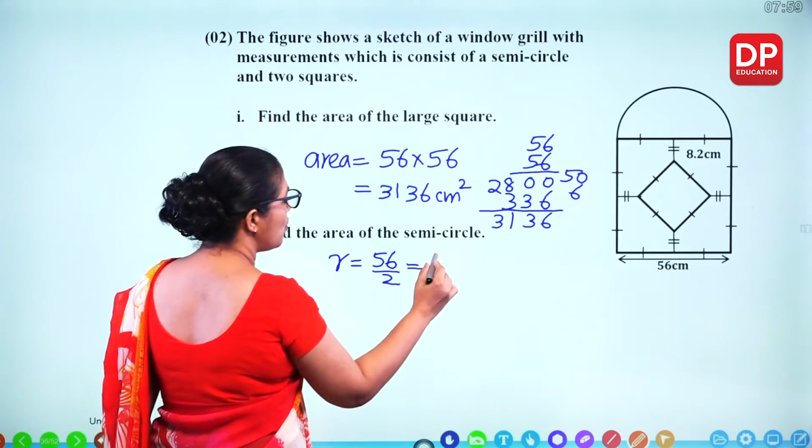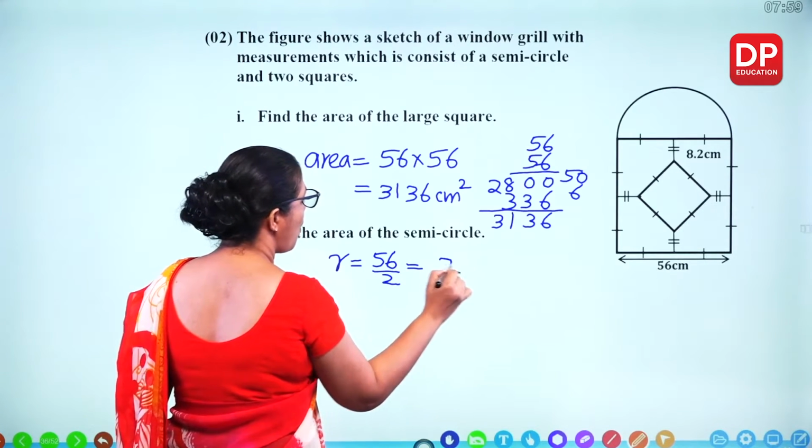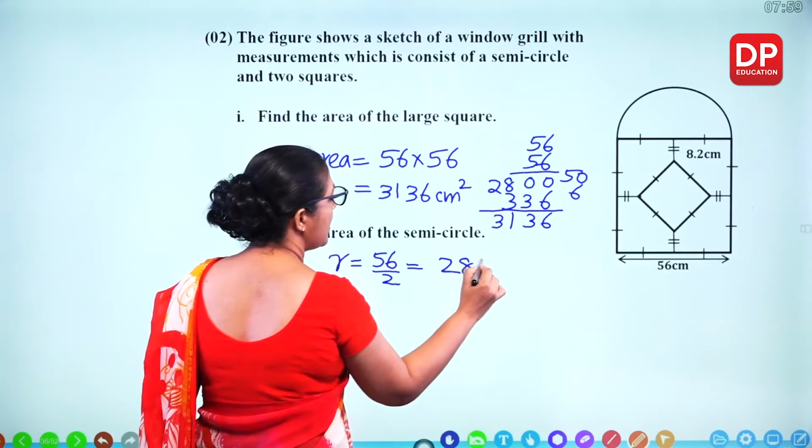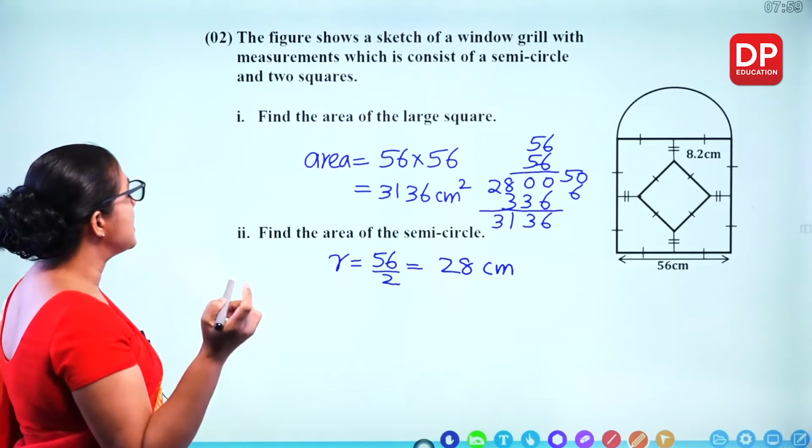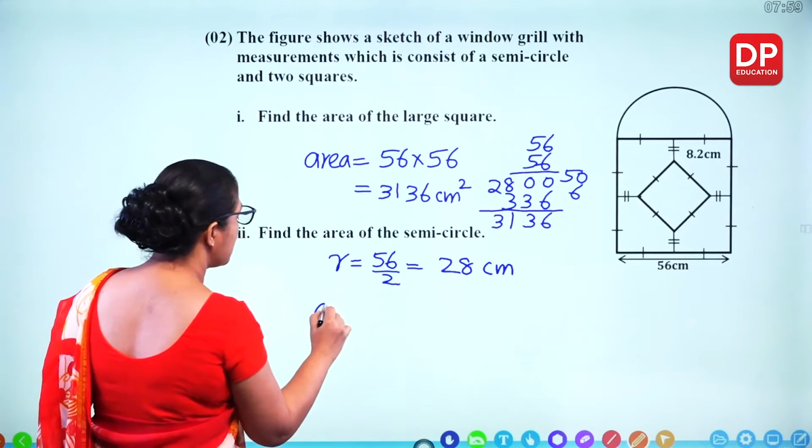56 divided by 2, you get 28. 2 times 2 is 4 and 8. So 28 centimeters is the radius. So what's the area of the semicircle?